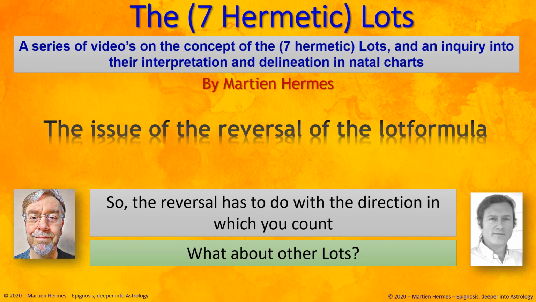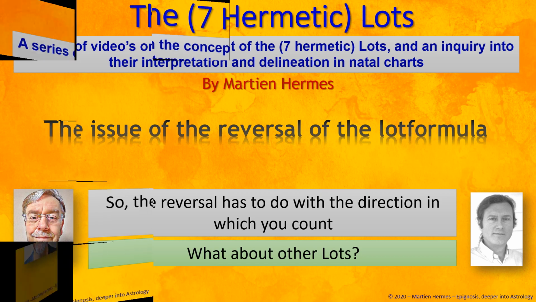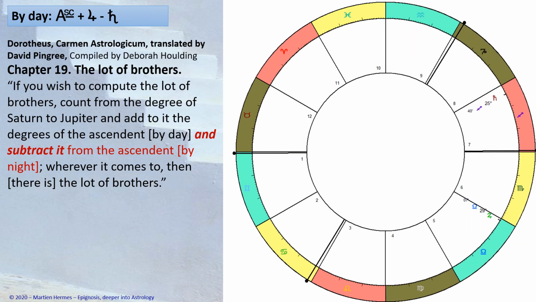Okay, that's all nice and clean for the formula of the Hermetic lots. But what about the other lots? So let's have a look at some of the examples. Let's have a look at the lot of brothers as instructed by Dorotheus. He says, count from the degree from Saturn to Jupiter and add it to the degrees of the ascendant by day and subtract it from the ascendant by night.